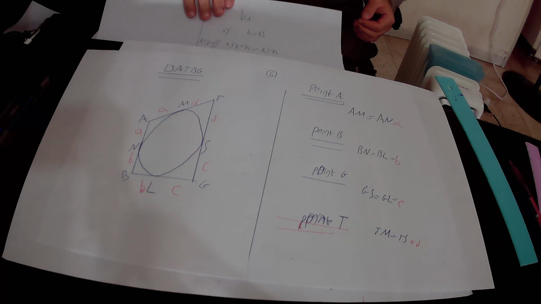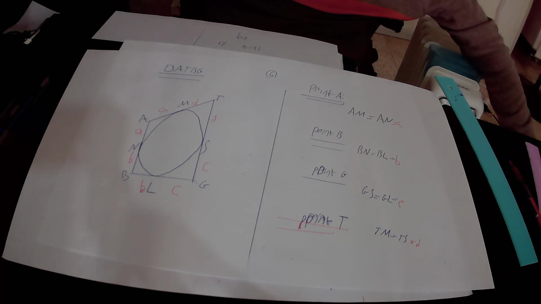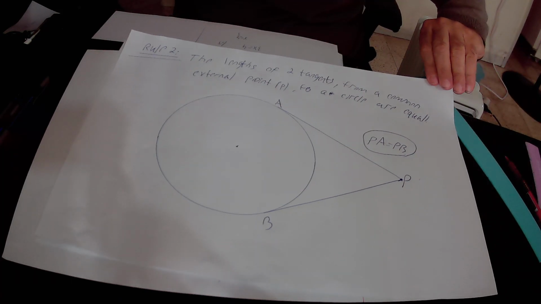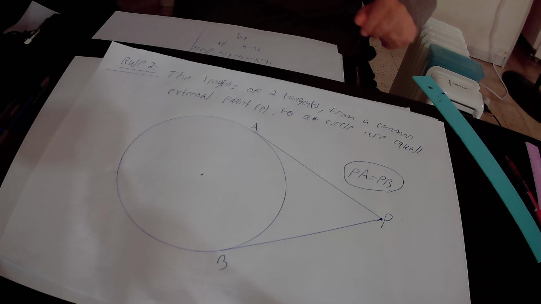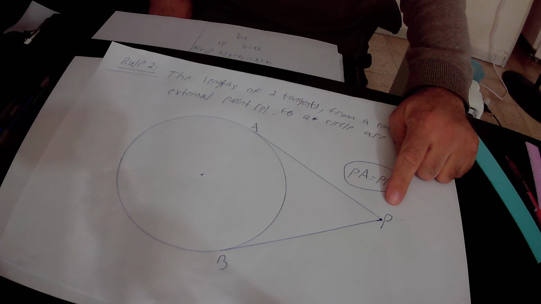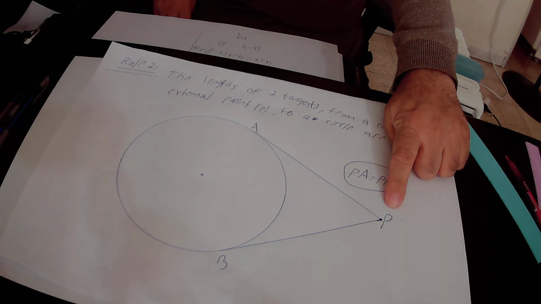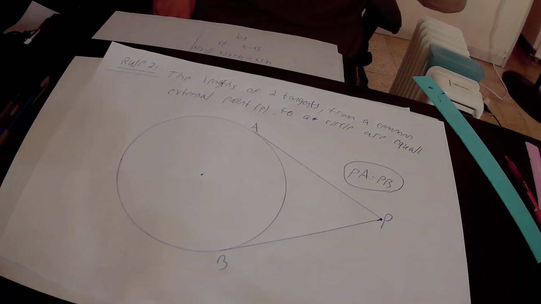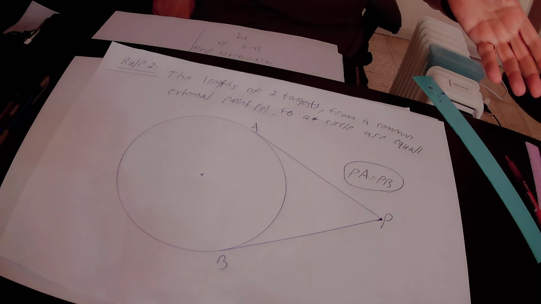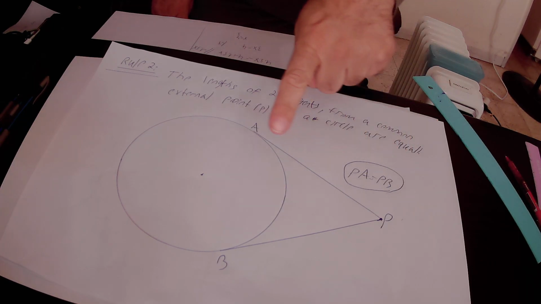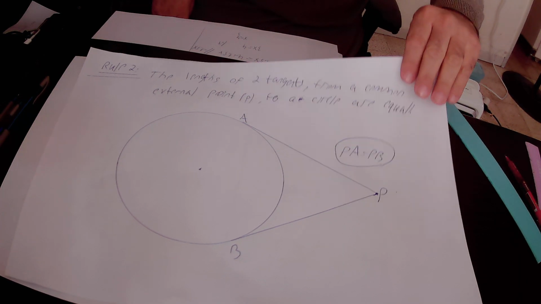Then I presented to you rule number 2, and we implemented rule number 2 in our drawing. According to rule number 2, the lengths of two tangents from a common external point to a circle are equal. We have the common external point P. From P, we draw two tangents to the circle, tangent PA and tangent PB. Whenever you draw two tangents from a common external point to a circle, their lengths must be equal. In this case, PA equals PB. We implemented the new rule in our drawing.